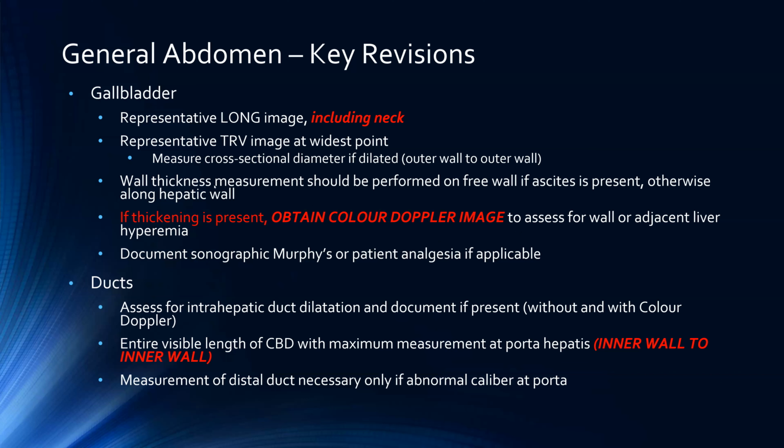And then in terms of measuring the wall thickness, generally this can be performed along the free wall if there is ascites present, but otherwise generally is easier to measure along the hepatic wall if there really isn't much fluid present, as it's a little bit more difficult to make out that deep wall.